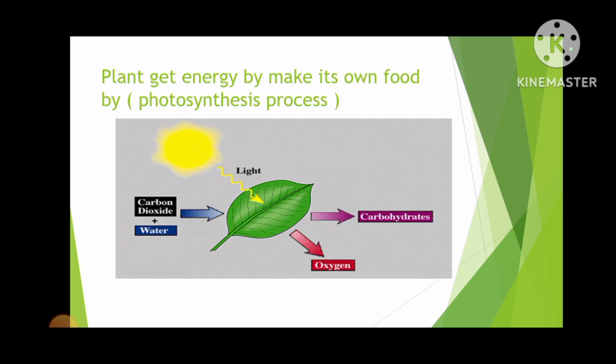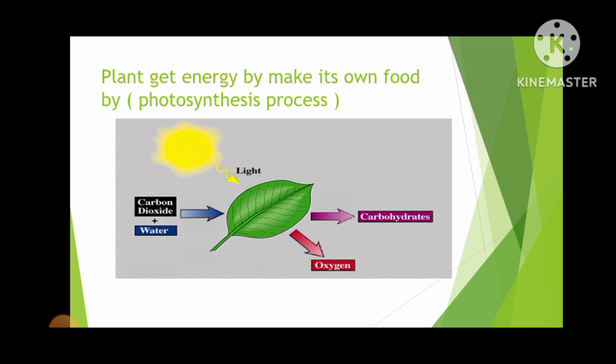So plant can get its energy by make its own food by process called photosynthesis process. How? Plant combine carbon dioxide and water by use sunlight. Again, plant leaf. Plant leaf is the kitchen of the plant. Photosynthesis process occur in the plant leaf. So leaf, it is the kitchen of the plant.